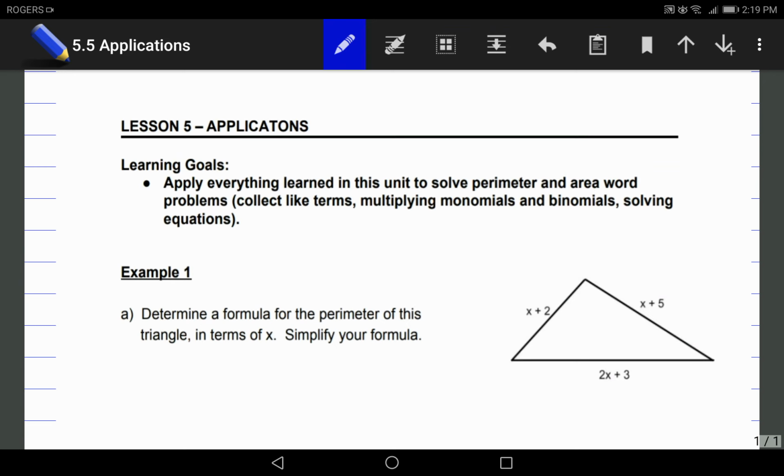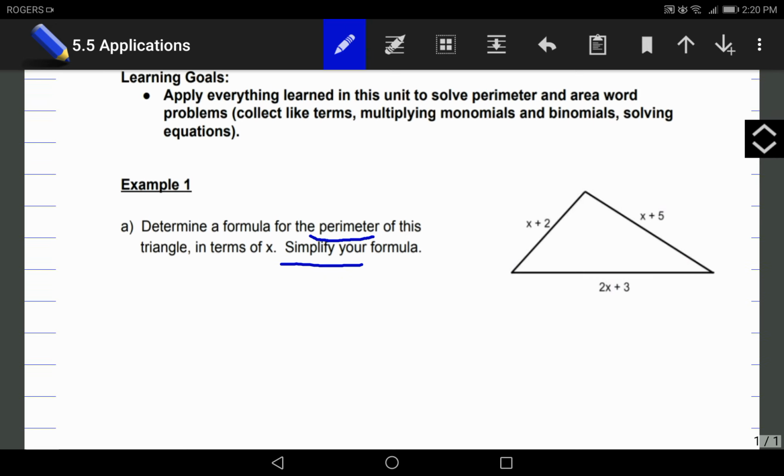Example 1 here, all right? It says determine a formula for the perimeter of this triangle in terms of x. Okay, a formula for the perimeter. And then it says to simplify. We learned all about simplifying for this entire unit. So let's see what we come up with for the perimeter, and then we'll see what needs to be simplified.